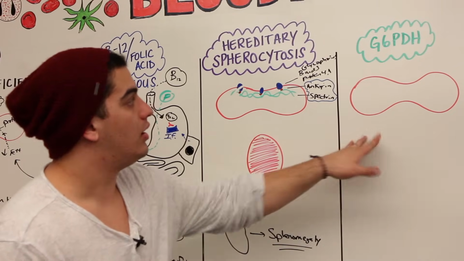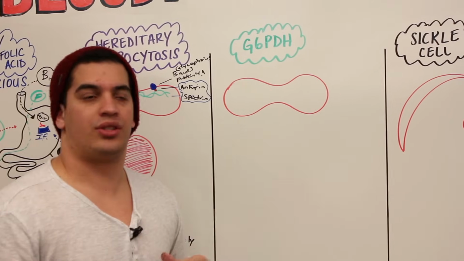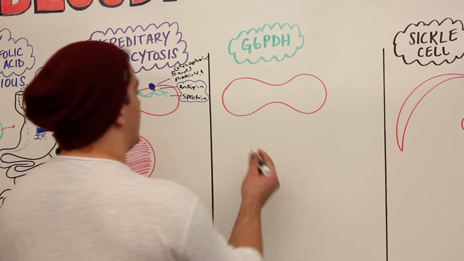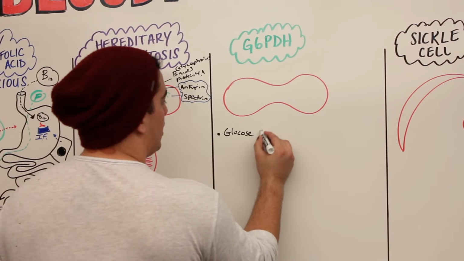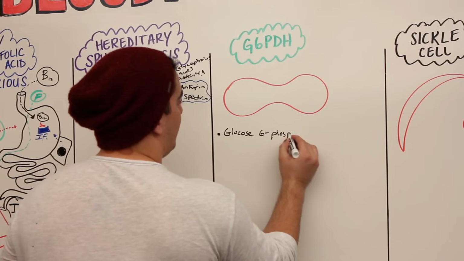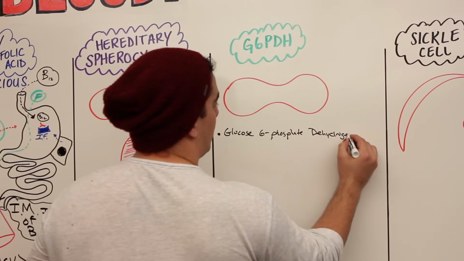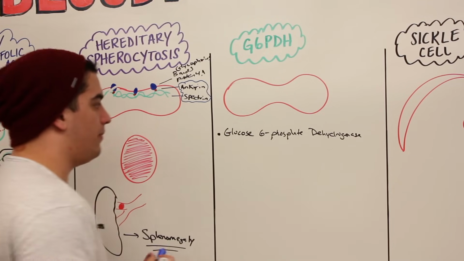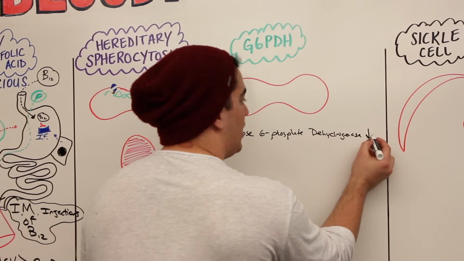All right, let's go to my personal favorite here, G6PD deficiency, right? So what does that stand for? It stands for glucose-6-phosphate dehydrogenase. So this right here is actually a deficiency. This anemia is a deficiency in this enzyme.